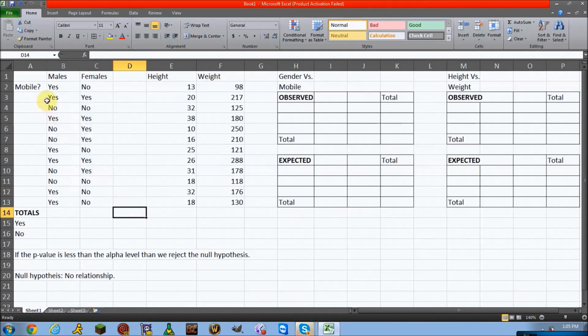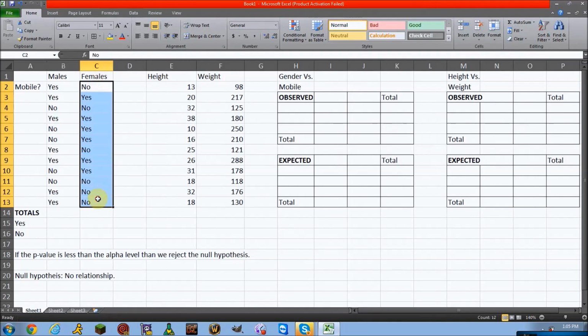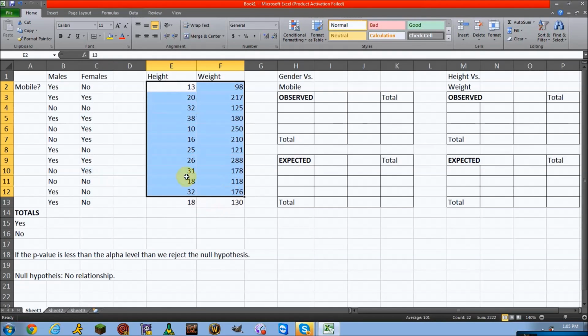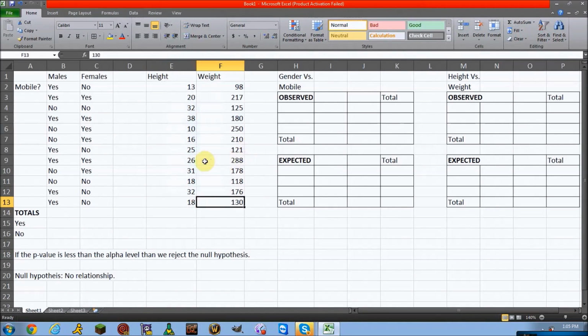Now, since we don't have any numbers for our descriptive data, we basically need to make our numbers. So we have an experiment that tests if there's a correlation between gender and if they have a mobile phone or a mobile device. Here we have our results from collecting data. We have males saying yes and no, and females saying yes and no.